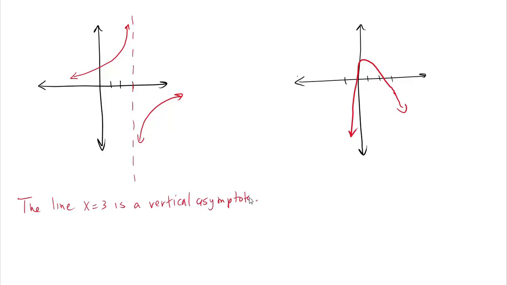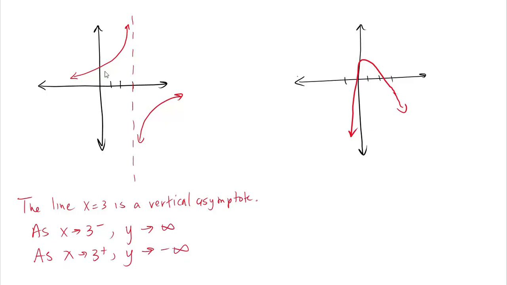We can use that arrow notation to describe what's going on. As x approaches 3 from the left, on the left side of 3, the y-coordinates are going towards infinity. As x approaches 3 from the right side, the y-coordinates are going to negative infinity.